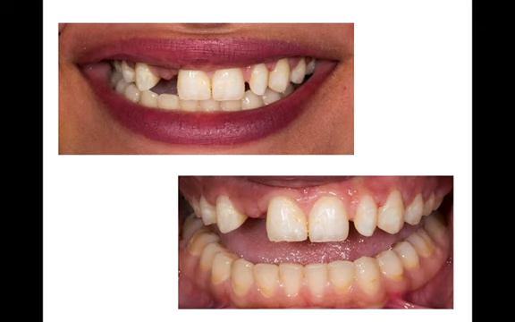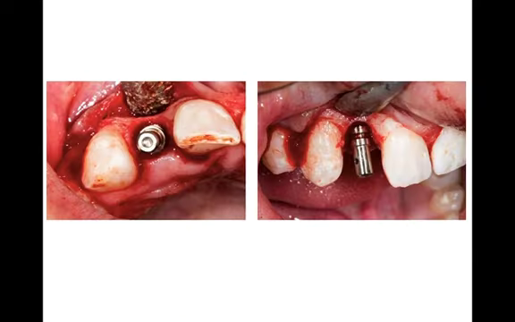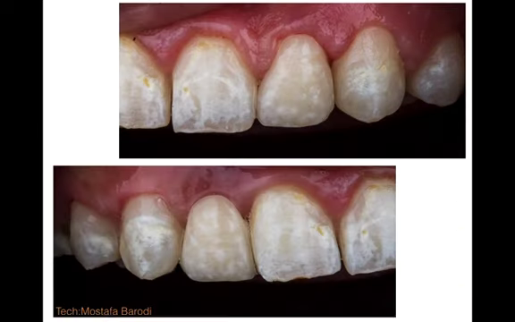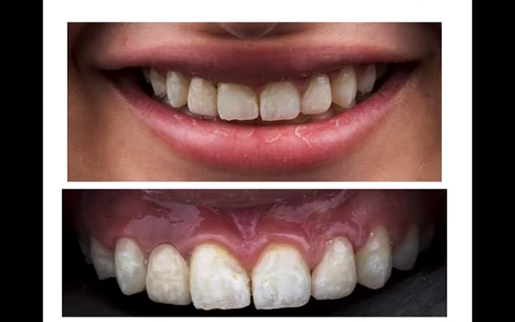So to our case now, again, this patient is treated with an implant on the right side and veneers on the left side. The implant was placed by Dr. Murad, the veneers were done by Dr. Mu'tasim, and this is how she finished. So proper planning from the beginning is good to guarantee good results.